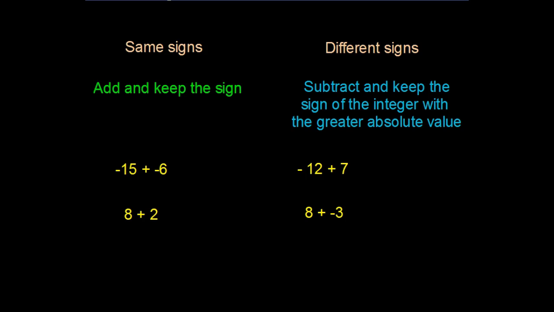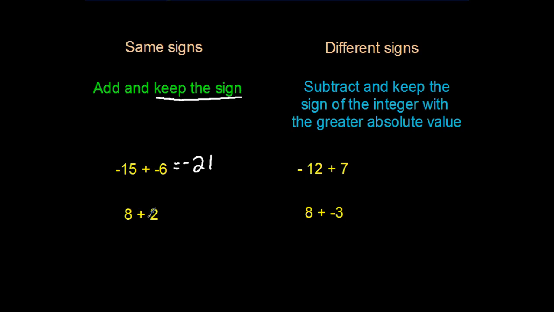Let's see how it looks with the rules. And these are just the real basic rules how to do this. When the signs are the same, like they're both negative or they're both positive, you just add and keep the sign. Seems simple enough. 15 plus 6, that's 15, 16, 17, 18, 19, 20, 21. So I added and keep the sign. In this case, my signs are negative, so it's a -21. The signs are the same, I added them and kept the sign.